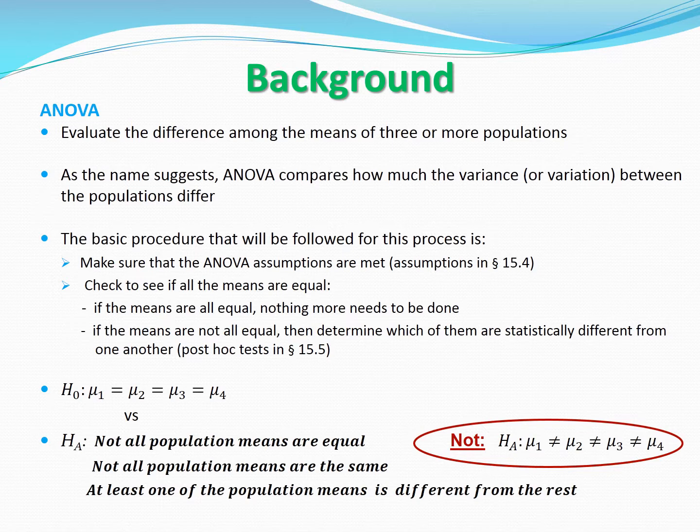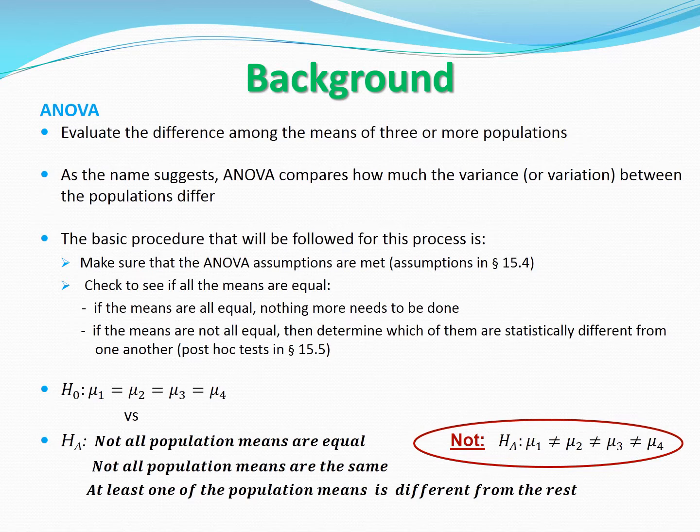In ANOVA, we also state in the null hypothesis that all the population means are equal to each other. So let's say, for instance, that you have 4 different treatments. You apply these treatments to 4 different groups of people, and you want to test whether the results for the populations are the same. Then, in your null hypothesis, you will specify that all the population means for the 4 different groups are equal to each other.